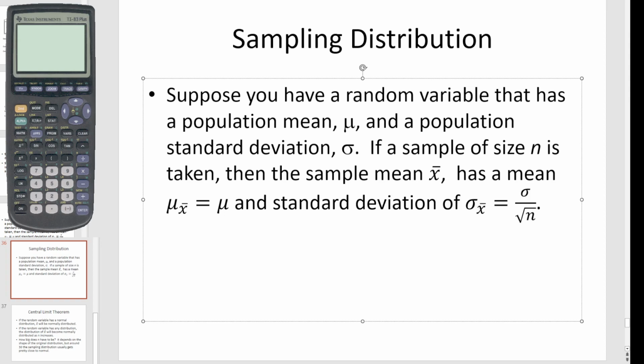So the standard deviation of x bar is always going to be lower, because by taking the mean, we're averaging out the extreme values, which makes the distribution of the original random variable spread out. This tells us about the center and the variability of x bar, of the sample mean. Our next thing tells us about the shape of the distribution of x bar.